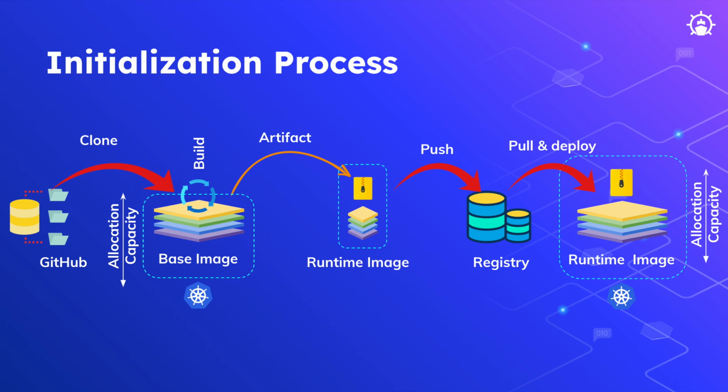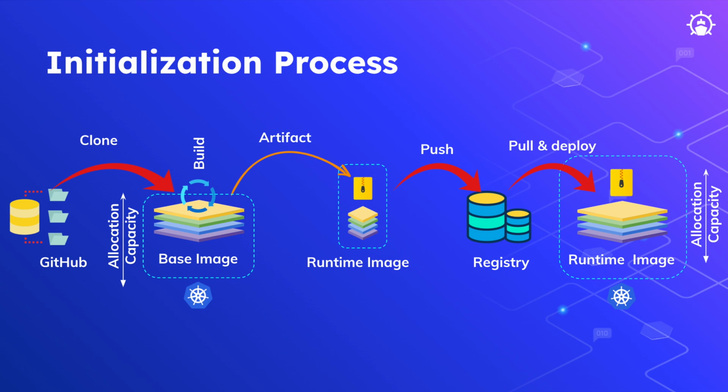During the build process, gopaddle brings up a Docker container using this base image inside a Kubernetes cluster, clones the project, executes the build script, and prepares the artifacts. Once the build completes, gopaddle prepares a runtime image using the base image and the generated artifact. This runtime image is then pushed to a Docker registry. During the deployment process, the runtime image is deployed in a Kubernetes cluster.